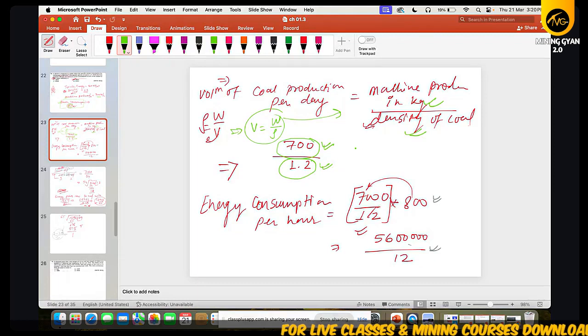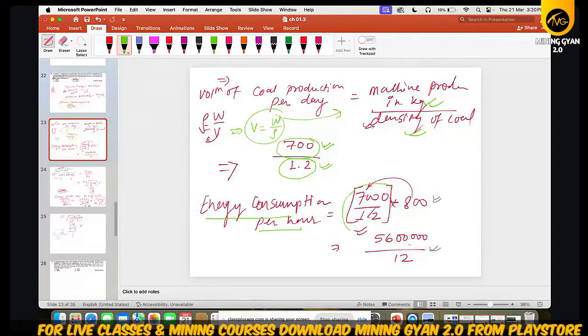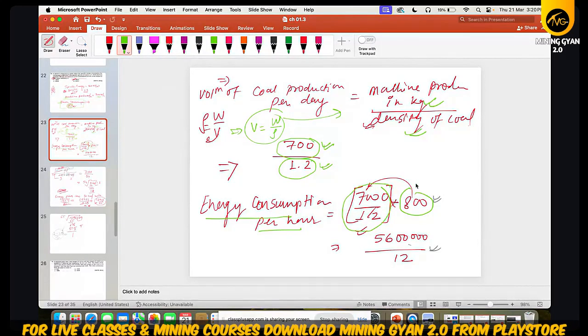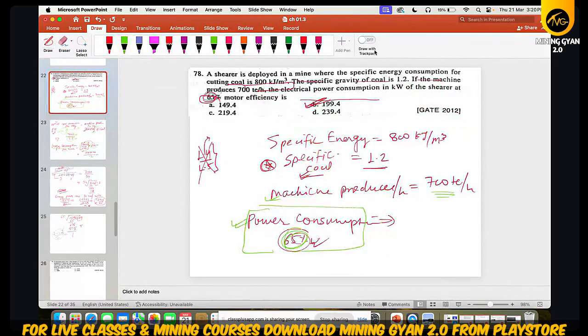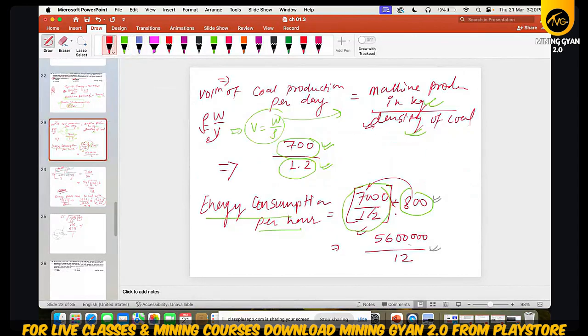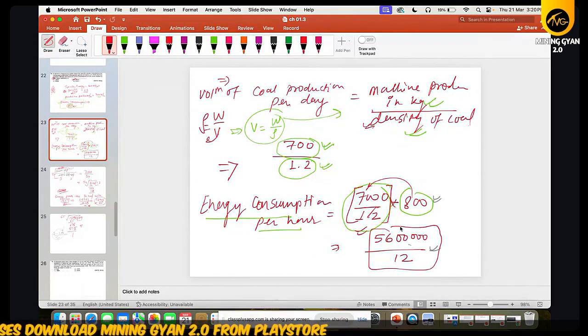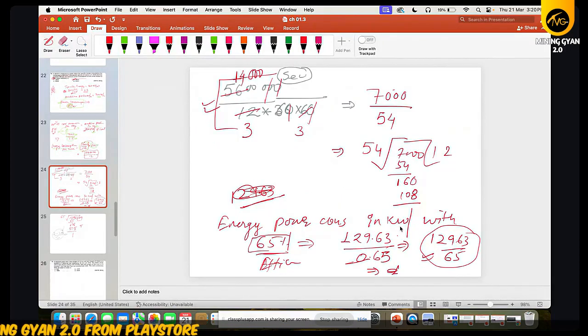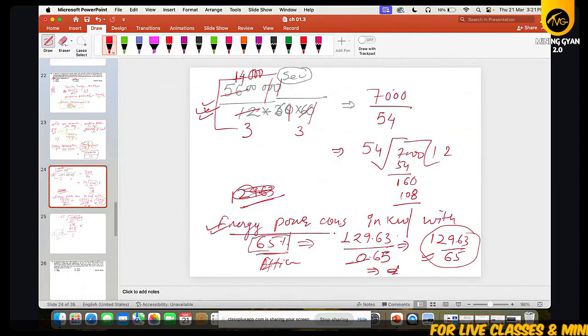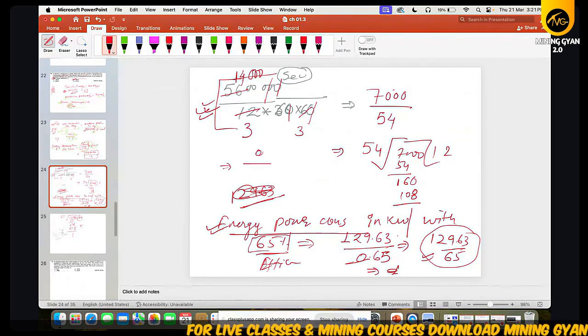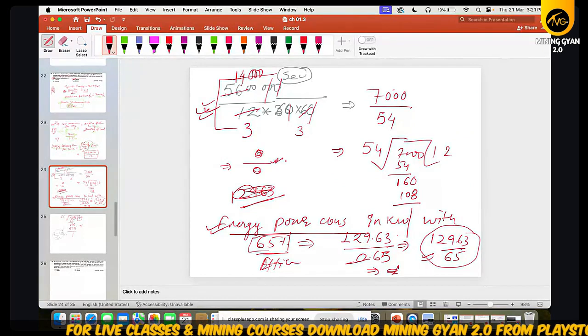Now we can calculate the energy consumption per hour. So volume multiplied with the energy. He has provided specific energy. So when we multiply with it, we will get energy consumption per hour. If we get energy consumption per hour, then we can calculate it in seconds, and then we can get the power consumption. We know the efficiency formula: actual divided by efficiency, then we will get our answer.